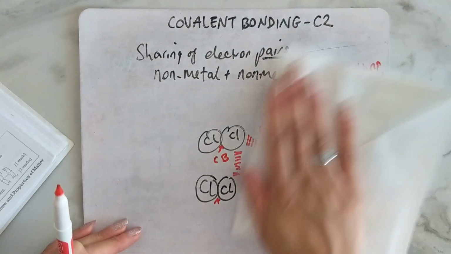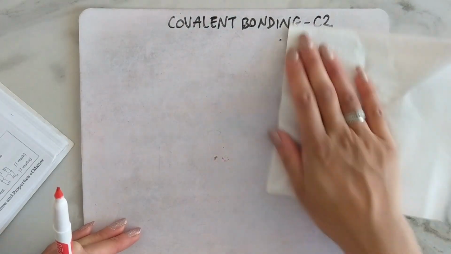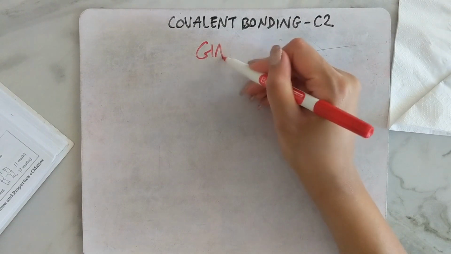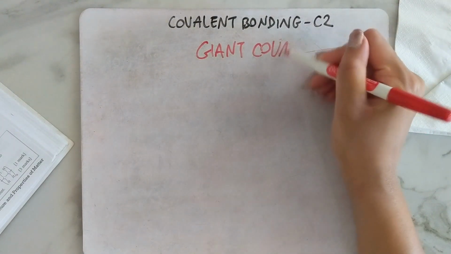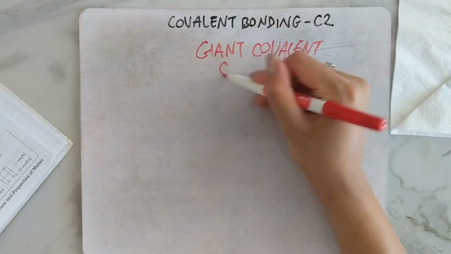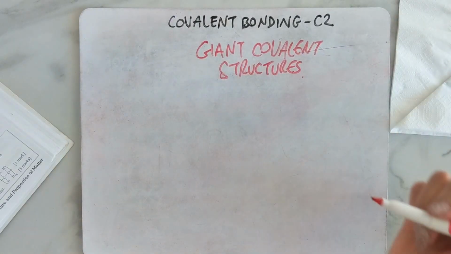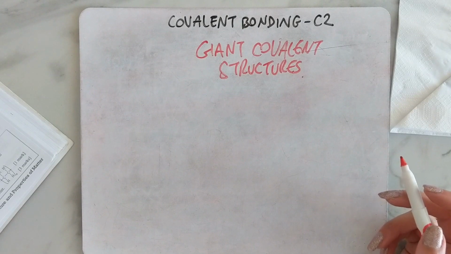So one thing you need to know about covalent bonding is they create something called giant covalent structures. And there's 3 in particular that you need to know about. There's diamond, there's graphite, and there's silicon dioxide.